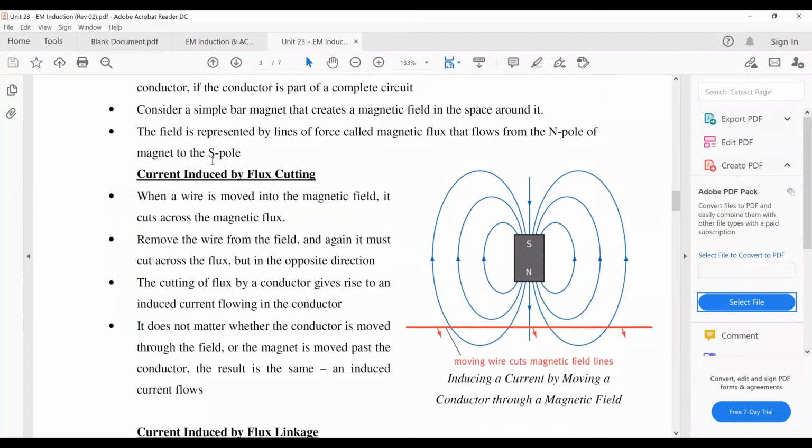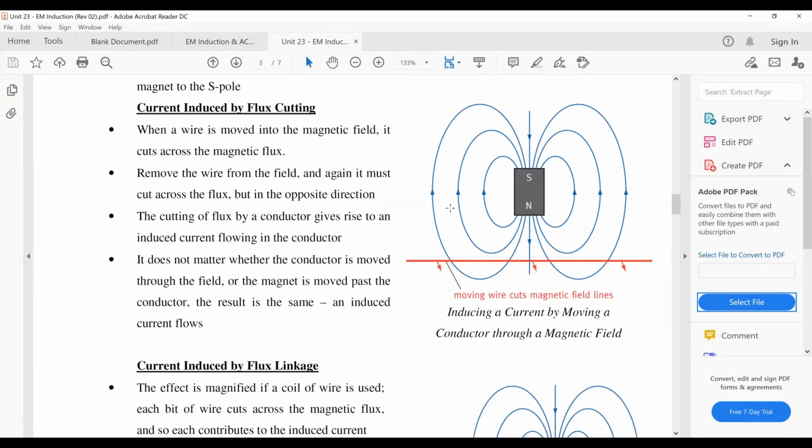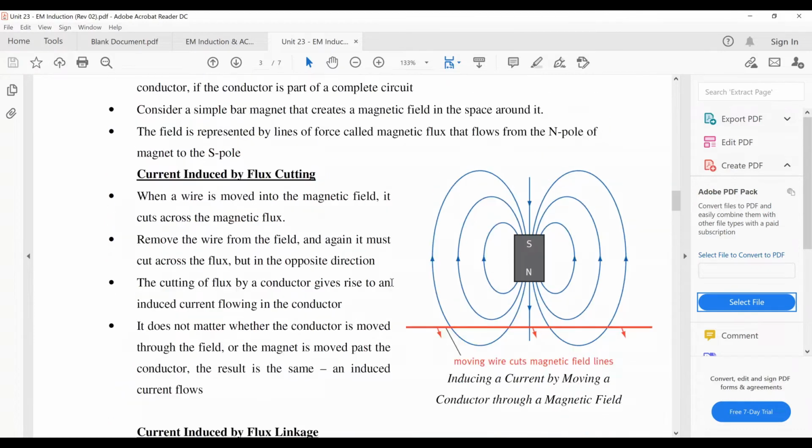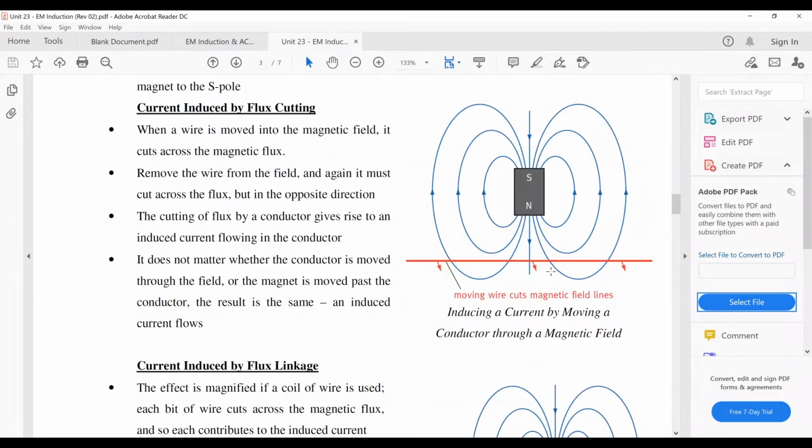So the thing here is that if you want to generate electricity in the form of current or voltage, you need to have flux cutting, okay? You need to have a magnetic field, you need to have a conductor, and there must be flux cutting for electricity to be generated. That is one way in which you can get generated electricity.